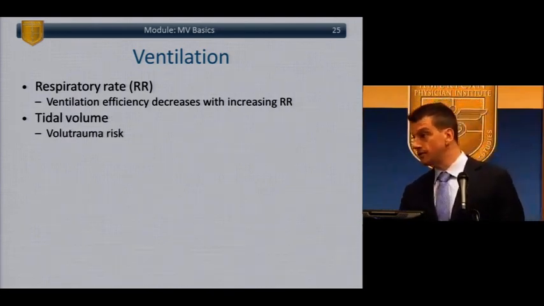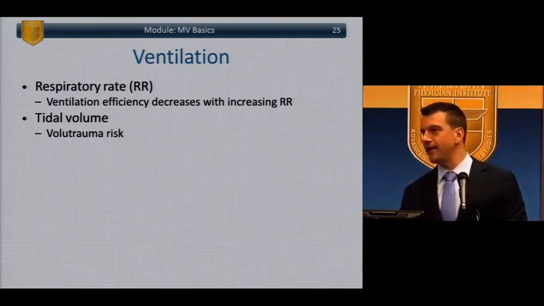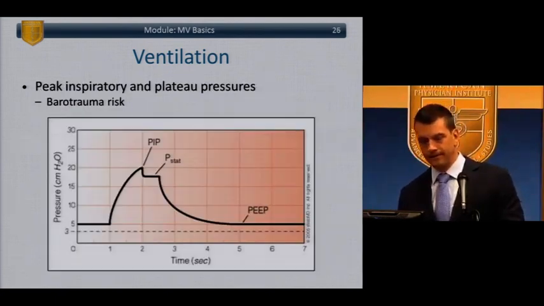Tidal volumes can also do this. Remember, there's a volume trauma risk. You don't want to inflate the healthy alveoli, and we'll get to more of this later and why we choose things like low tidal volume ventilation.